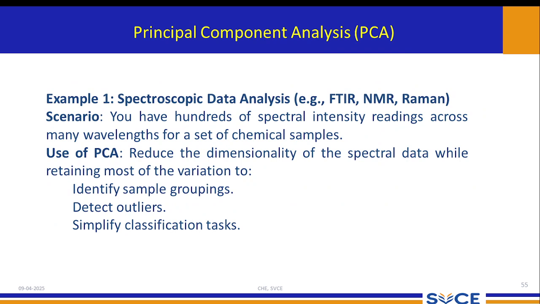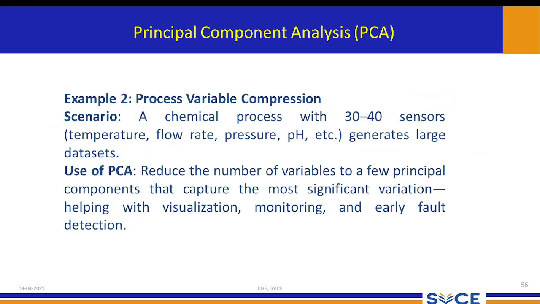So where you have spectroscopic data analysis, you have hundreds of spectral intensity readings across many wavelengths for a set of samples. So reduce the dimensionality of the spectral data while retaining most of the variation, identify the sample grouping, detect outliers, and simplify the classification task.